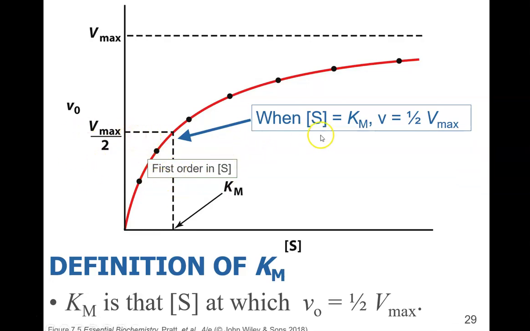And again, the other thing that we should note is that if we're looking at 1/2 the maximal velocity, we get our definition of Km. So Km is that substrate concentration at which the velocity is equal to 1/2 the maximal velocity. So look at the asymptote of your curve, look at the halfway point, draw a line over, drop a line down, and that's the Km.